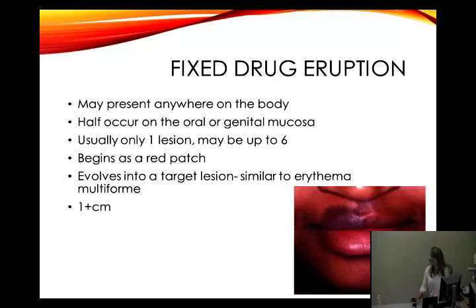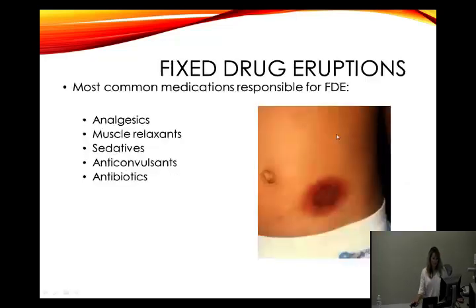Where is it on that? So on this picture, it is right here. It's this hyperpigmented area on the lip. So people who have more pigment on their skin, it can look hyperpigmented versus a red color. But others it will look more red in people who have less pigment in their skin. So fixed drug eruptions are often caused by, we've discussed antibiotics, but analgesics can cause it, muscle relaxants, sedatives, anticonvulsants, antibiotics. This is another example of a fixed drug eruption.